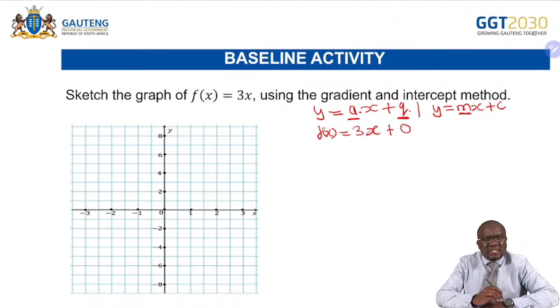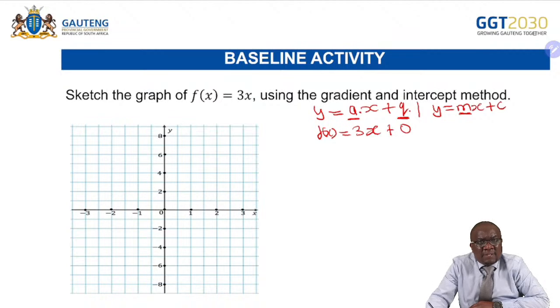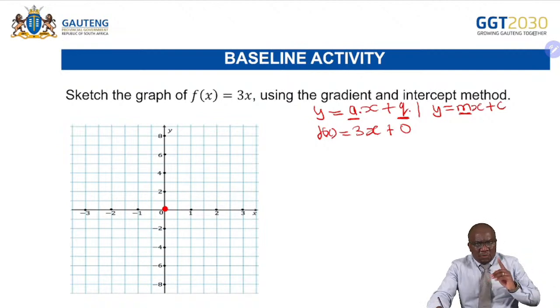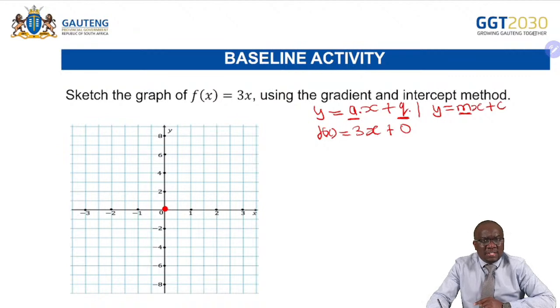It's like the q is 0. So what is our y-intercept? Our y-intercept is 0, so we're going to put a dot on 0 there. Right, now we have 1 point. We need another point, grade 10.